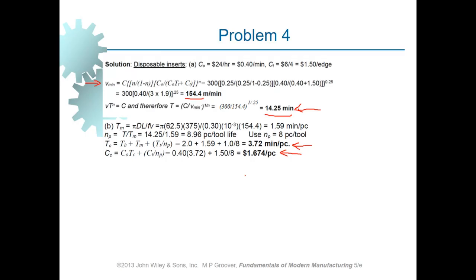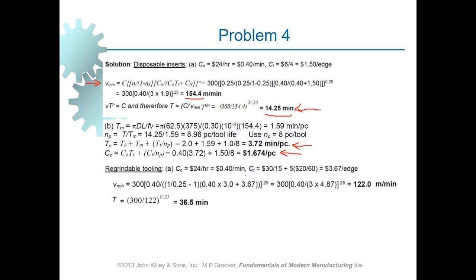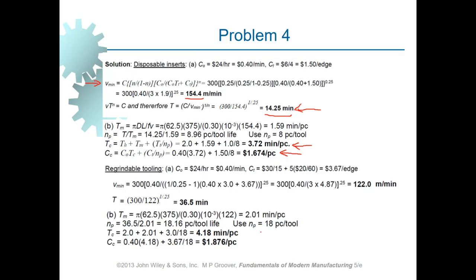Now we need to repeat this for the second scenario when we make use of the regrindable tooling. Again, same equations are used. However, when the equations for this scenario are used, we get different values for cycle time and also for the cost of producing 1 unit. And as you can see, these values are now different.